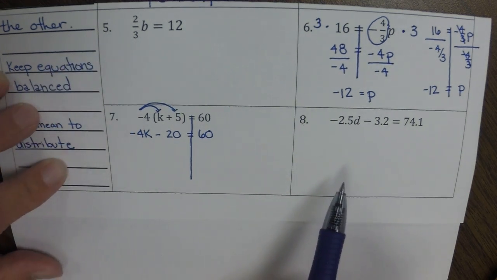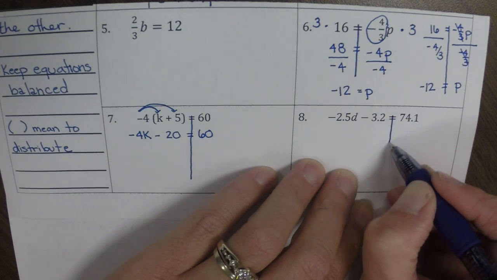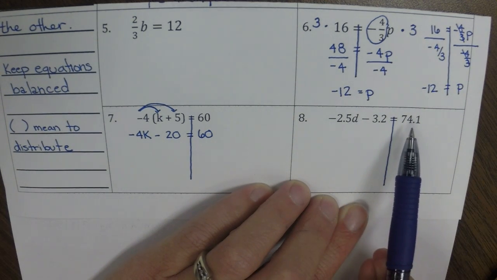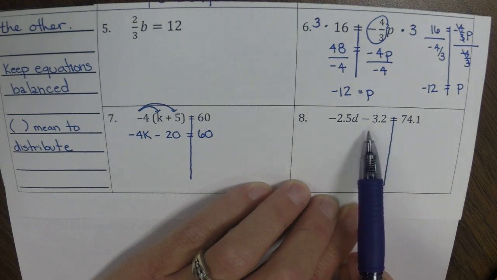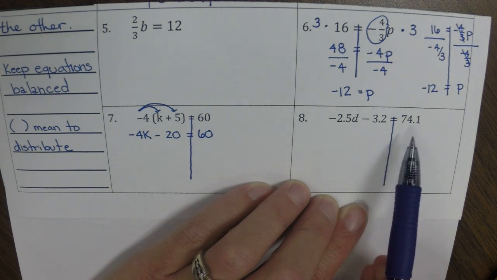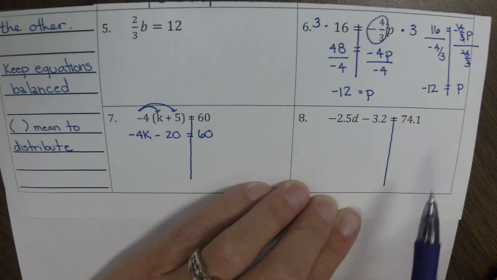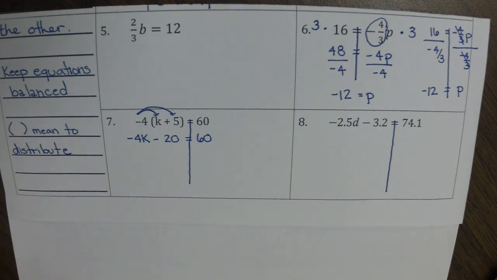Okay. On number 8, I want you guys to try this one on your own, but I don't want you to freak out about it. Just because it has decimals does not mean that the steps change. You're still going to add 3.2 to both sides, and you're still going to divide by negative 2.5. You're going to get an ugly answer, and it's going to be a decimal, but that is okay. So don't be worried about that.